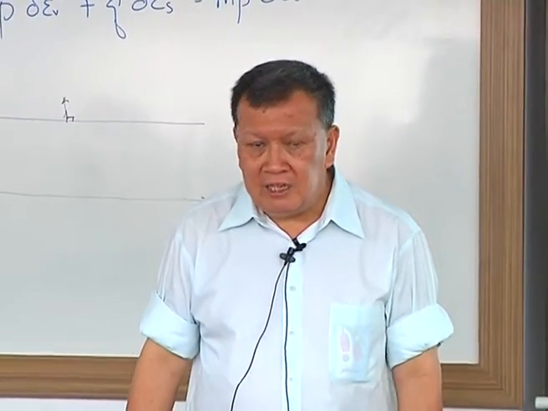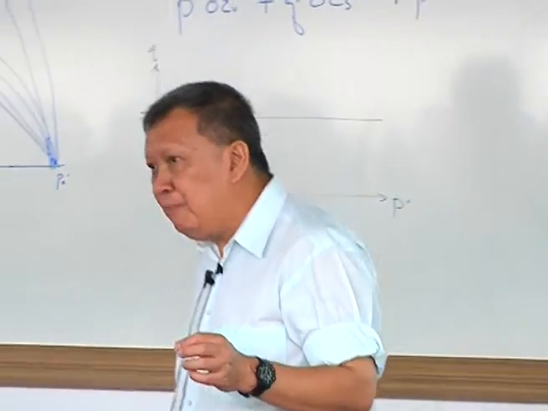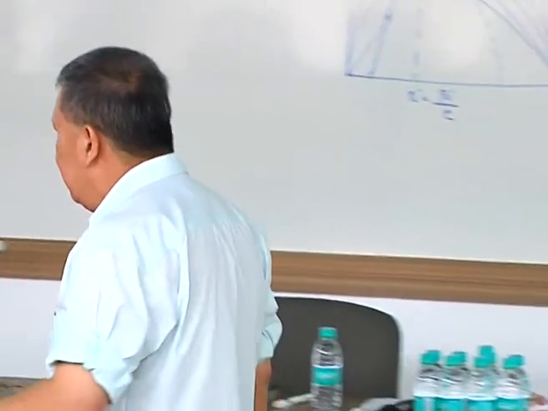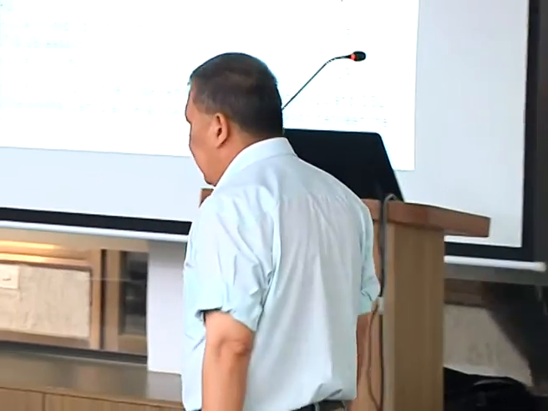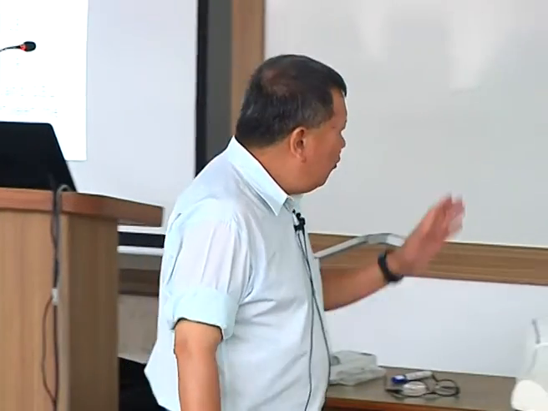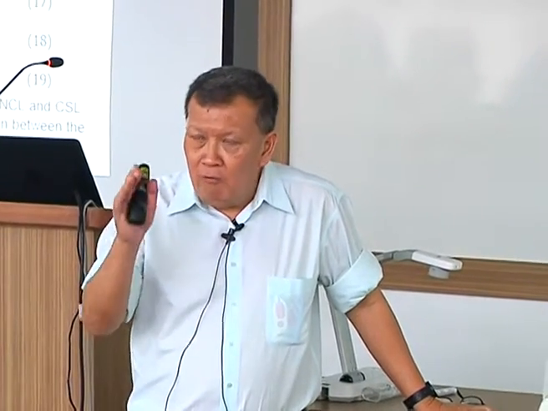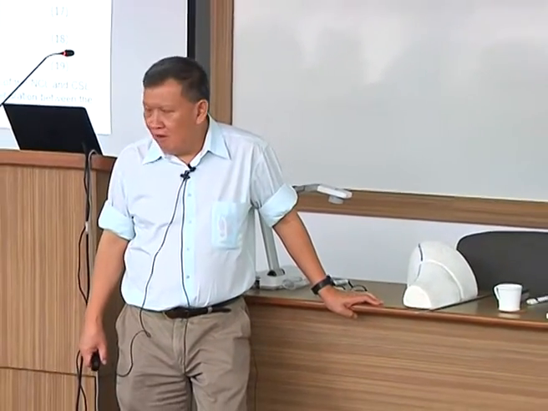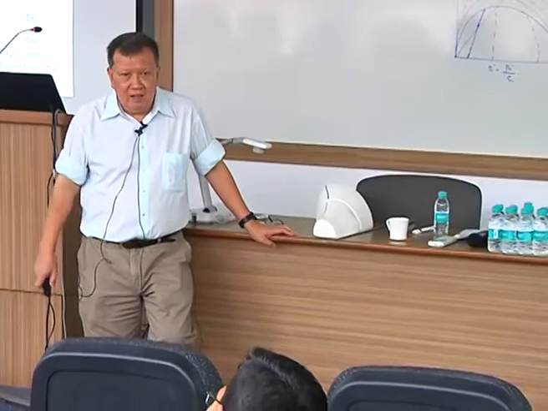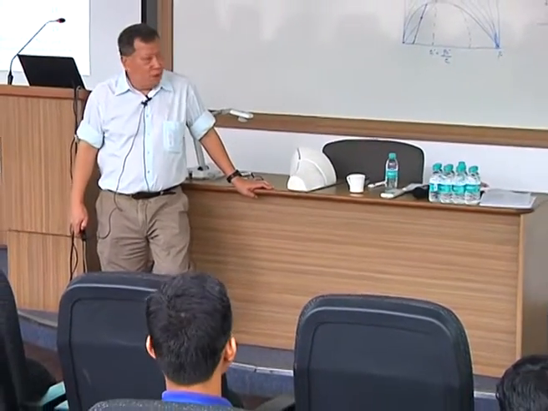I think the modified Cam clay has a better fix on this limiting over-consolidation ratio than the original Cam clay. The original Cam clay would have indicated that this limiting over-consolidation ratio is 2.718, which I think is a bit too high, honestly speaking. I think it's a bit too high. Okay, that's my own personal opinion.